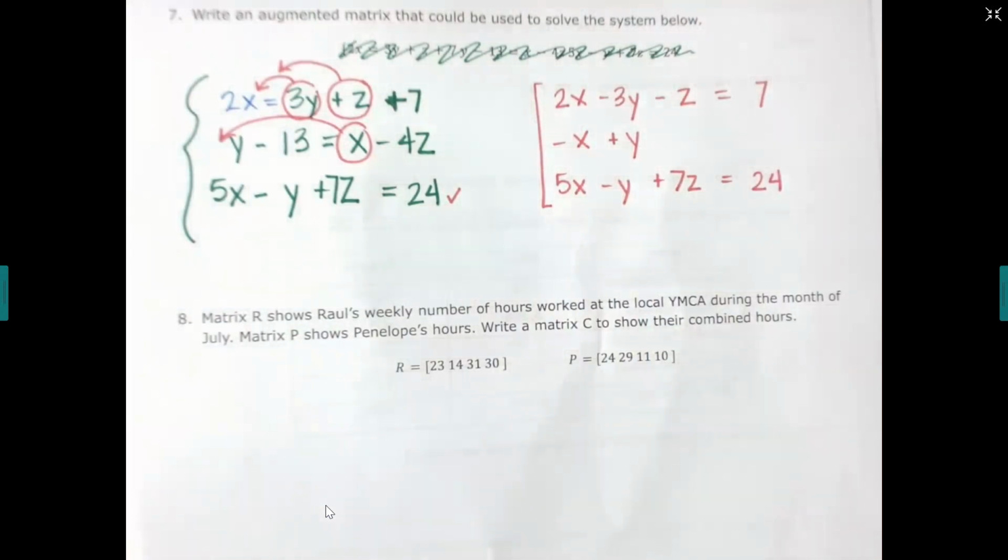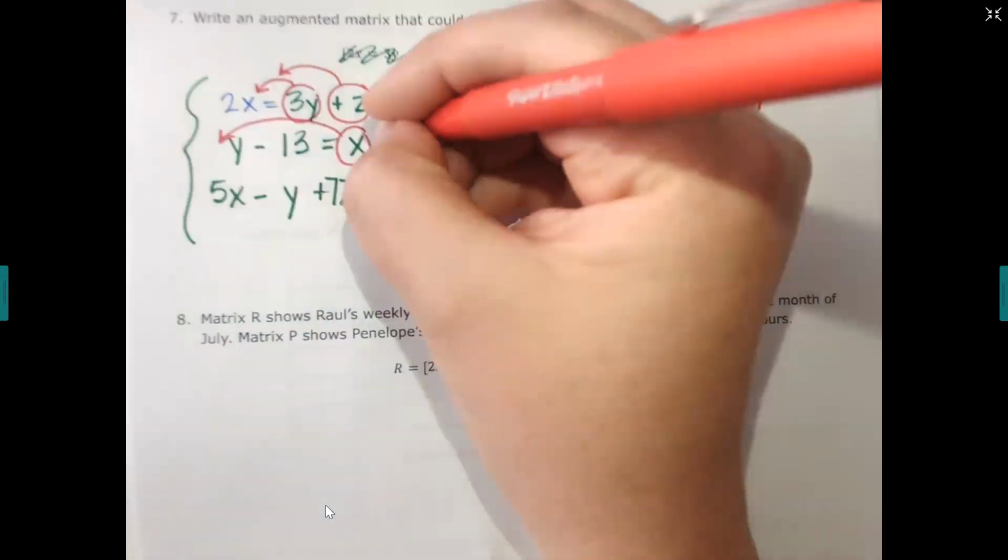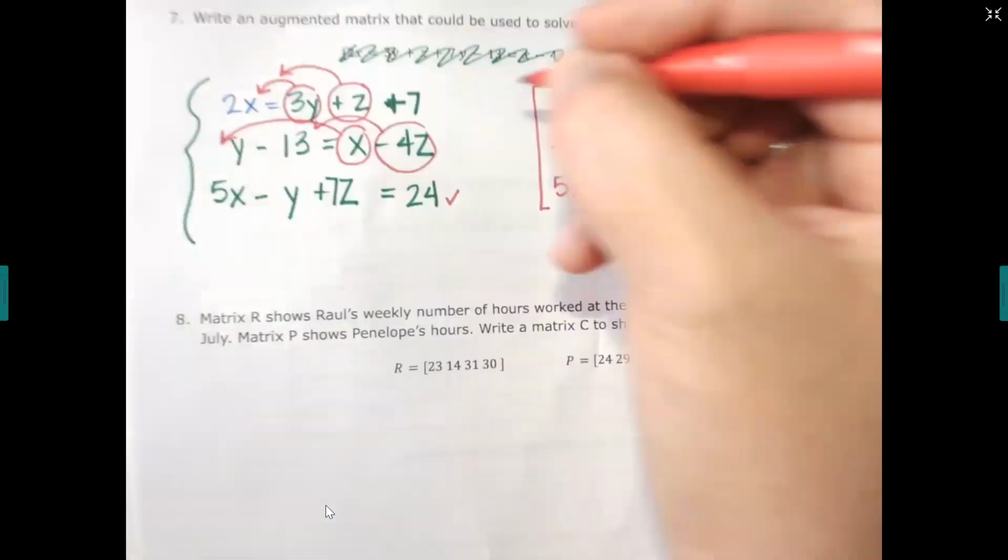Now I'm looking for my Z, where's the Z? Is it on the correct side? Is it supposed to be over here? No, so if it's a minus 4z, when I move it over, what's gonna happen to it? Now it's a what? A positive 4z.